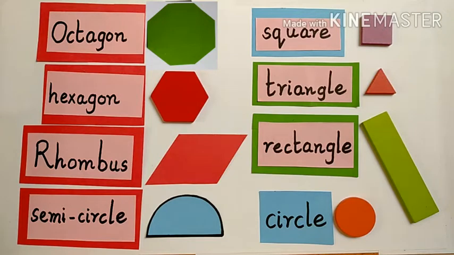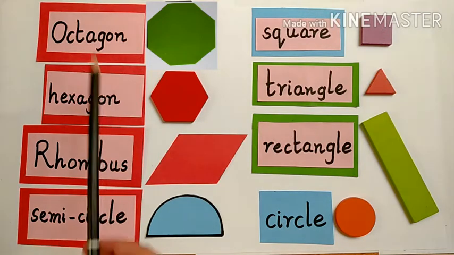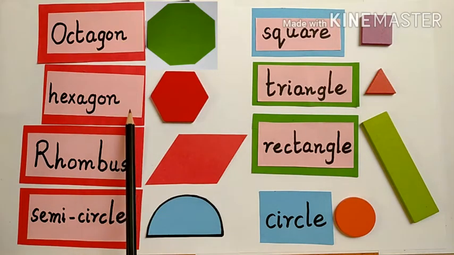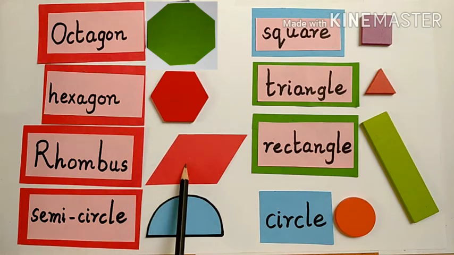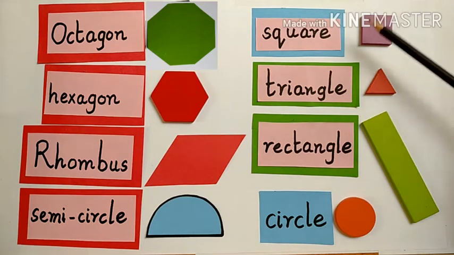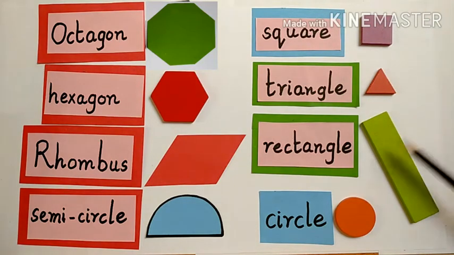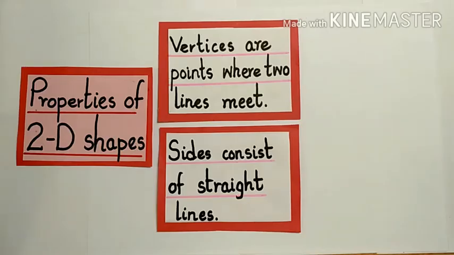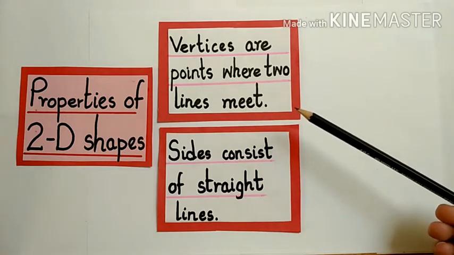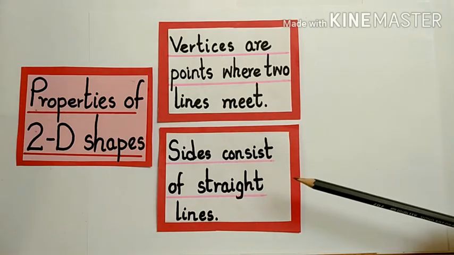Now here we have some 2D shapes with us: octagon, hexagon, rhombus, semicircle, square, triangle, rectangle, and circle. Now we are going to classify 2D shapes according to vertices and the number of sides.